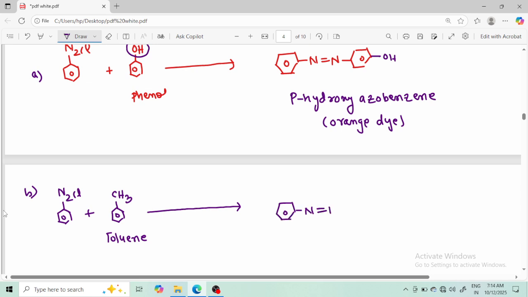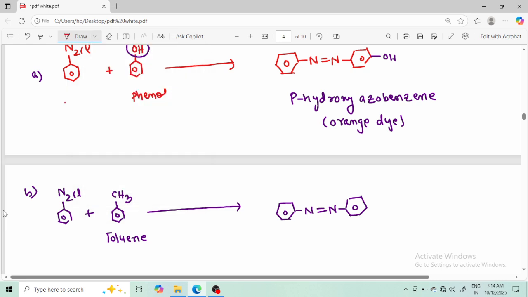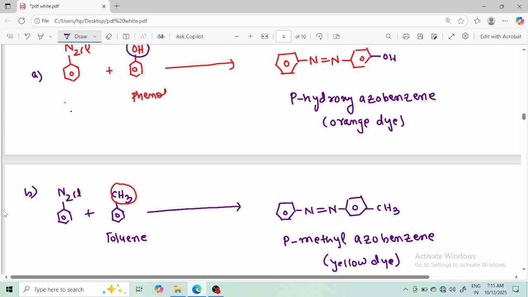Again I will draw this azo product, azobenzene, and here the different thing is what? CH3 or not? Yes or no? So we will be writing that CH3 at the para position. Okay, so I know that this CH3 is what? Methyl or not? So I will write here para methyl azobenzene. Okay, and its color is yellow, it's a yellow dye. Now basically I have given you the direct way of getting the answer, right?